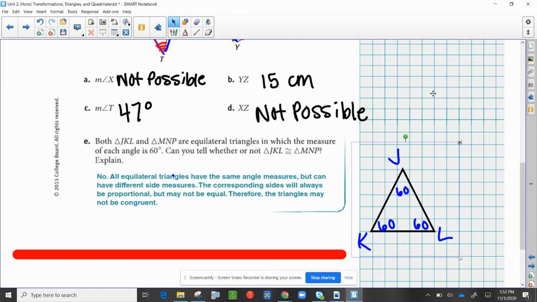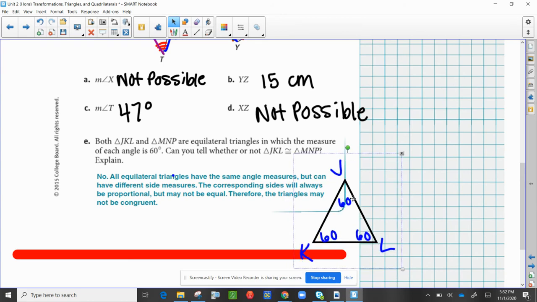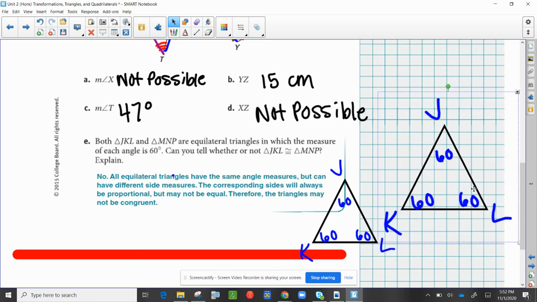Not all equilateral triangles are going to have the same size. So even though they have the same angle measures, all the angles are congruent. What if we had an equilateral triangle like this, where I make it a little bigger here? Now, instead of JKL, this could be our MNP.